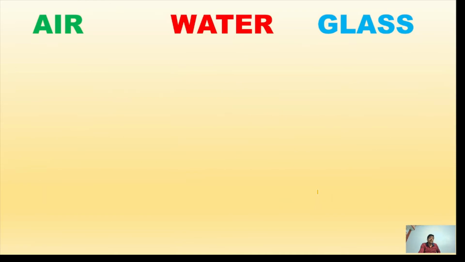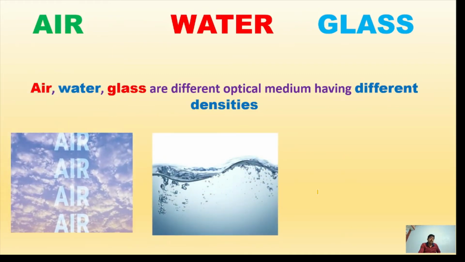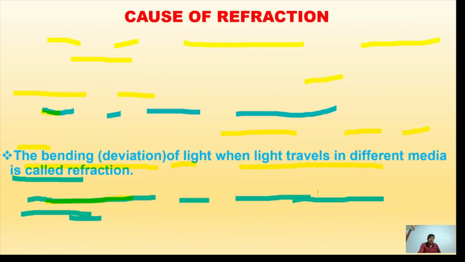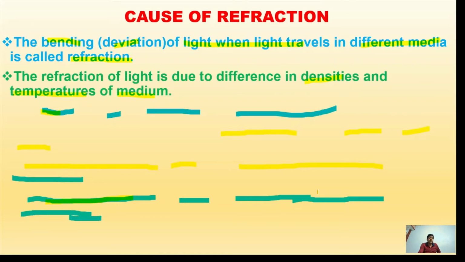So air, water and glass are three optical media which allow light to pass through them, due to their different density. So what is the cause of refraction? We already discussed it. The bending or deviation of light when light travels in different media is called refraction. The refraction of light is due to the difference in densities and temperature of the medium.